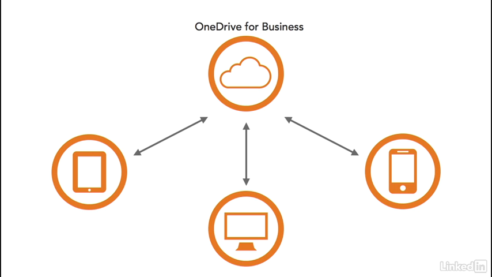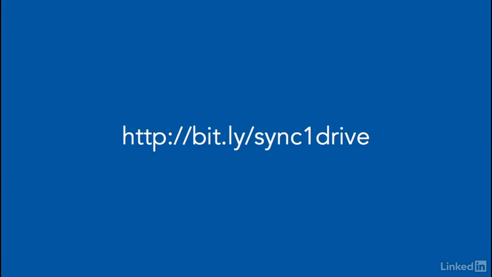But in case you don't, let me show you a link for information on the OneDrive for Business Sync client for SharePoint Online. And that link is right here. It's a bit.ly link, so it's case sensitive. Sync, the number 1, and Drive, all in lowercase. If you need to install the OneDrive for Business client, this is where you'll find it. But many of you will have it already. Let's go see how it works.